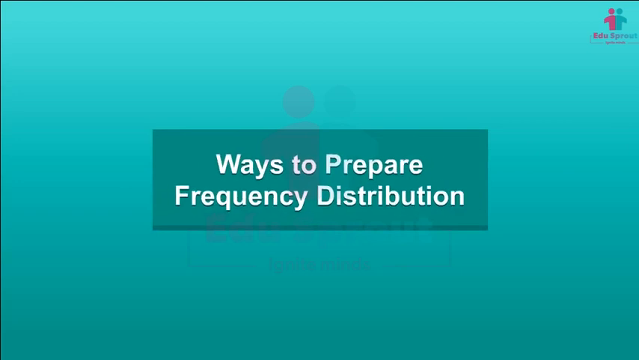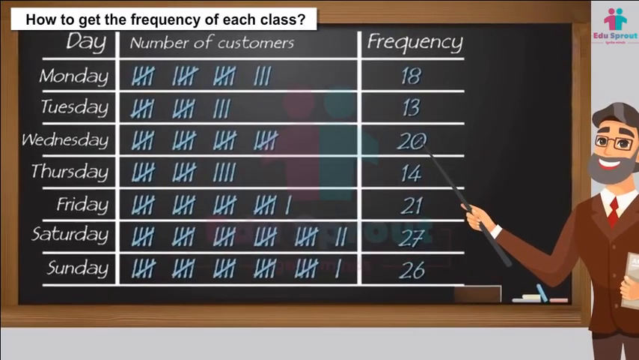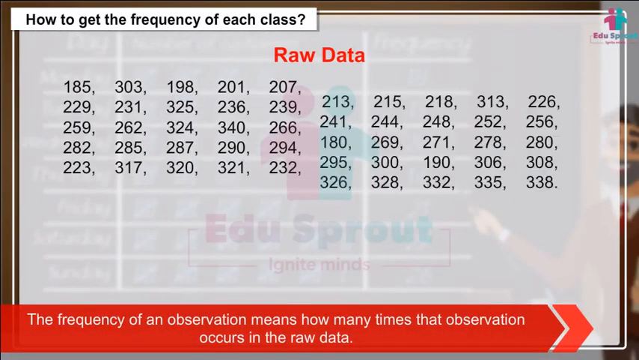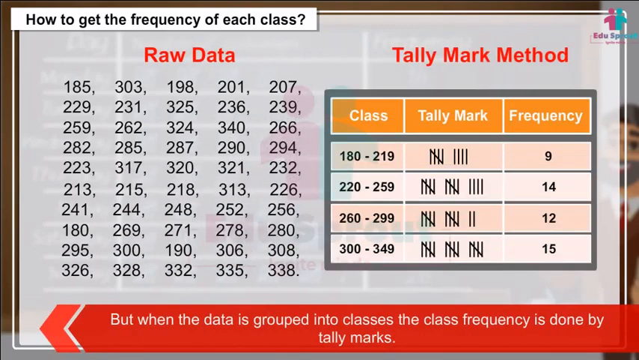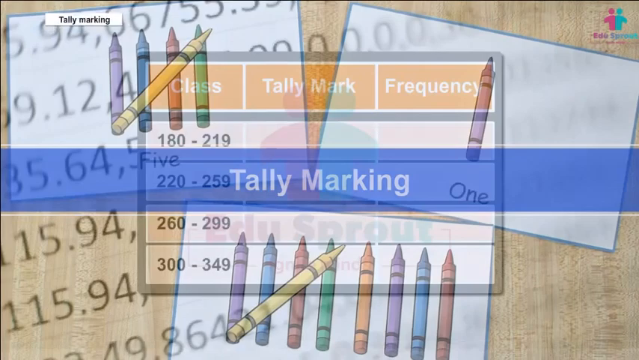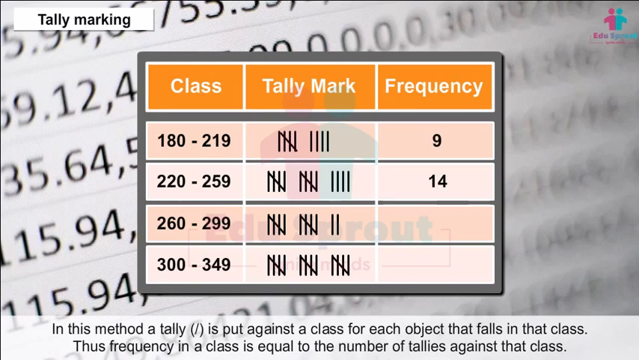Ways to prepare frequency distribution. How to get the frequency of each class? The frequency of an observation means how many times that observation occurs in the raw data. But when the data is grouped into classes, the class frequency is found by tally marking. In this method, a tally is put against a class for each object that falls in that class. Thus, frequency in a class is equal to the number of tallies against that class.